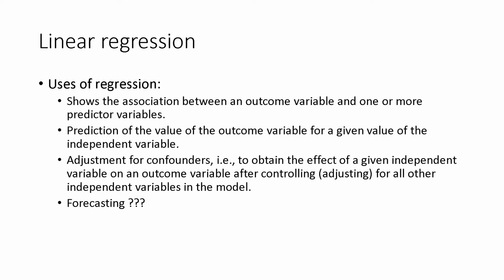What are the uses of regression? First, and in fact, the main purpose of regression is to identify associations between an outcome variable and one or more predictor variables. The second use is prediction of the value of the outcome variable for a given value of the independent variable. This will be explained later. The third is adjustment for confounders, to obtain the effect of a given independent variable on an outcome variable after controlling or adjusting for all other independent variables in the model.